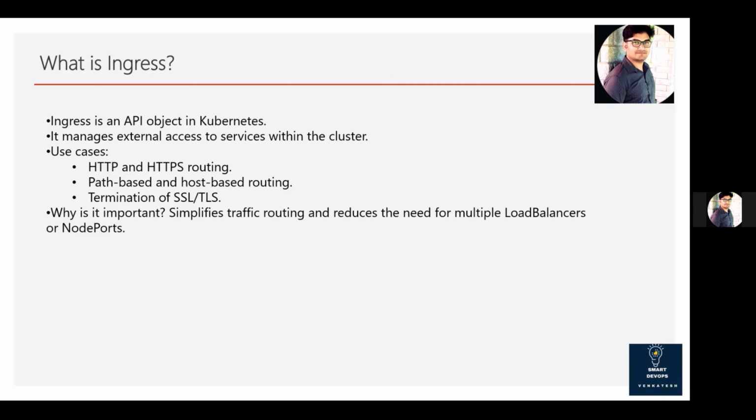Or else you can use host based routing. For example, you have your subject alternative names, that is SAN entries. You have smartdevops.com pointing or routing to the different SAN entries down the line. How can you do that?